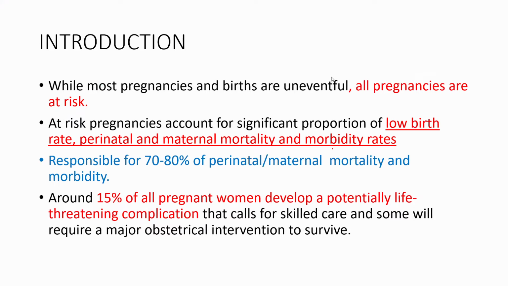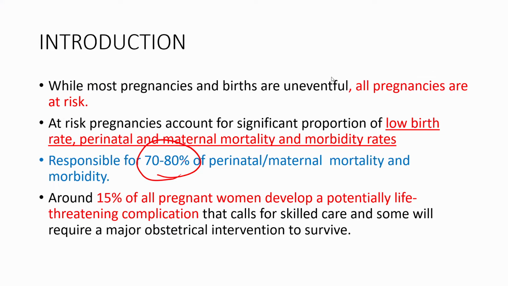At risk pregnancy accounts for a significant proportion of low birth weight, perinatal and maternal morbidity as well as mortality. When we compare to the reference population, almost 70 to 80% of perinatal and maternal mortality and morbidity count in the high risk group.